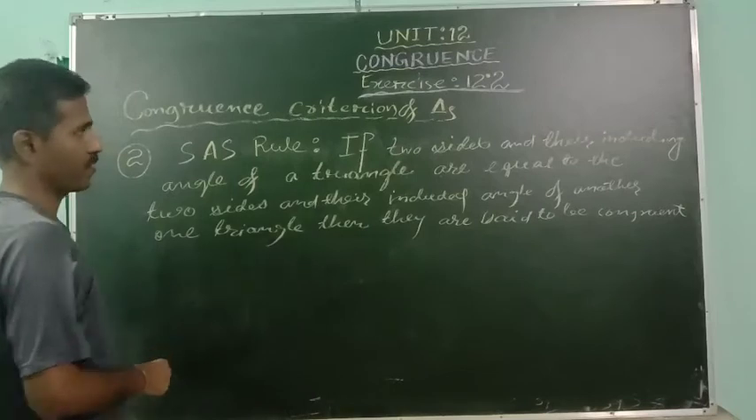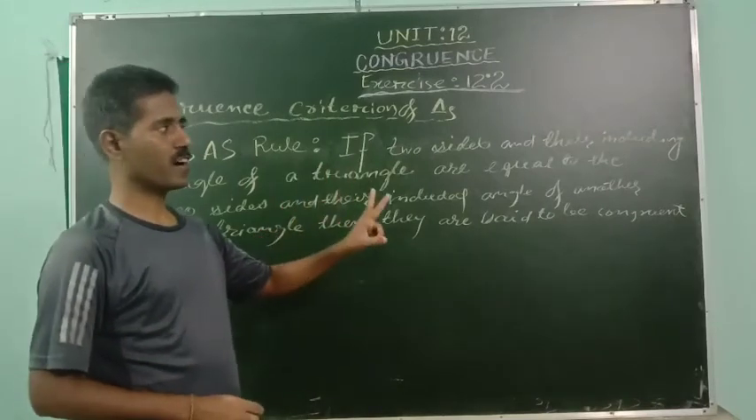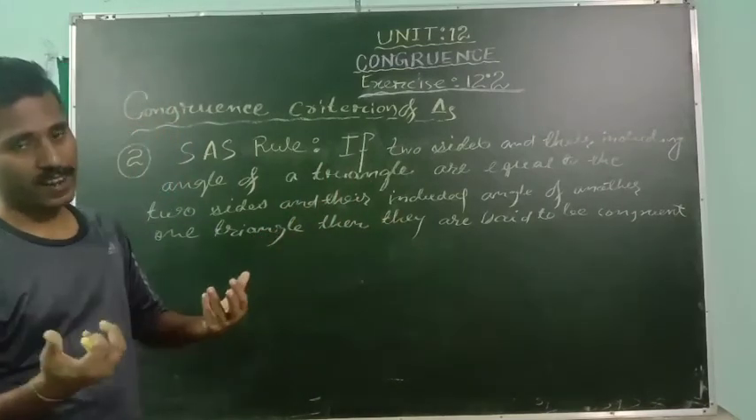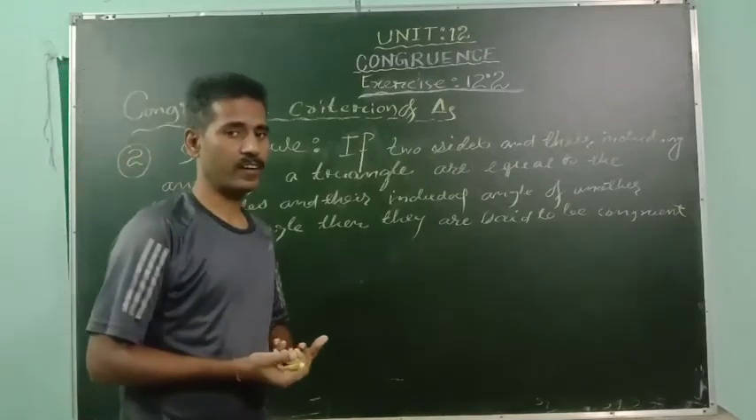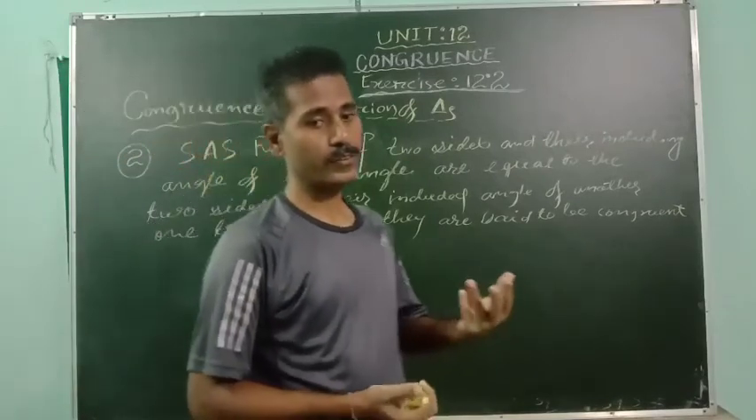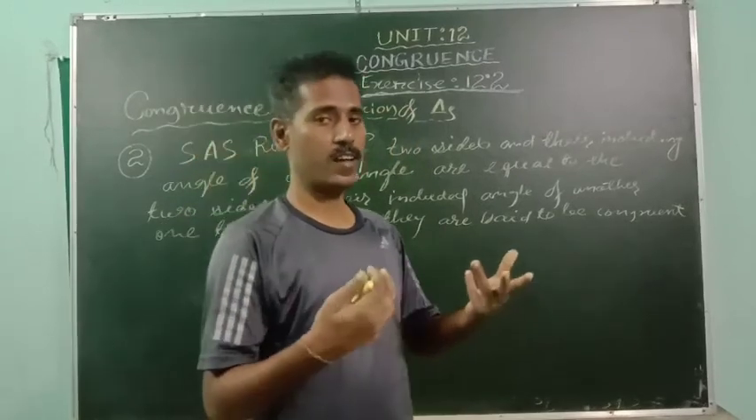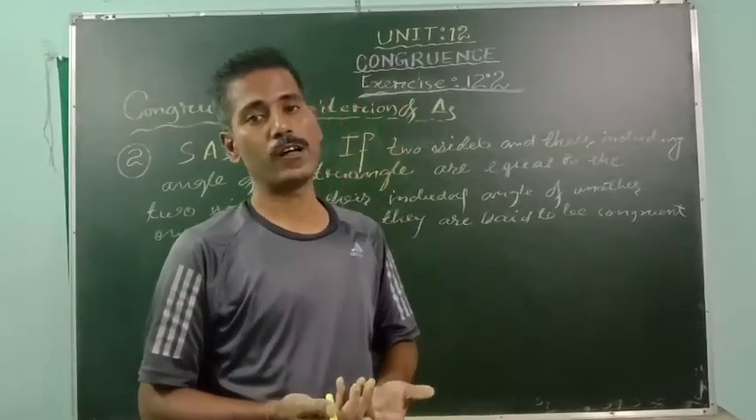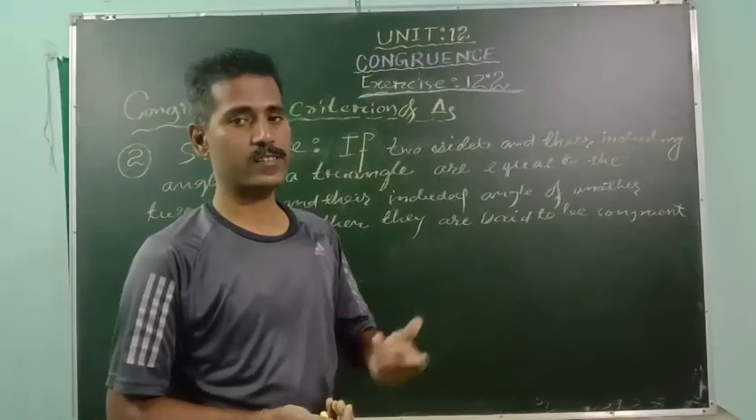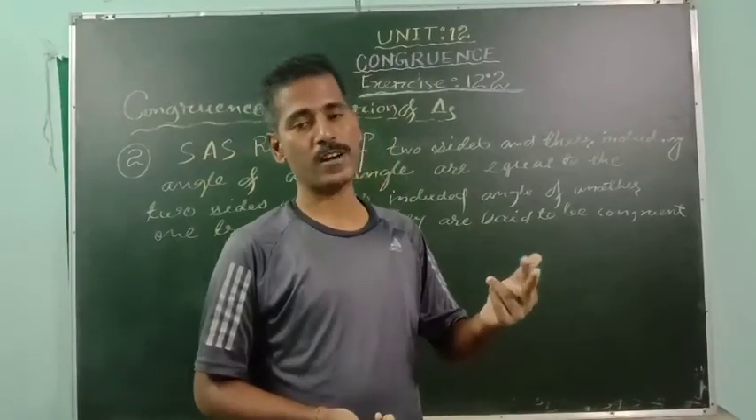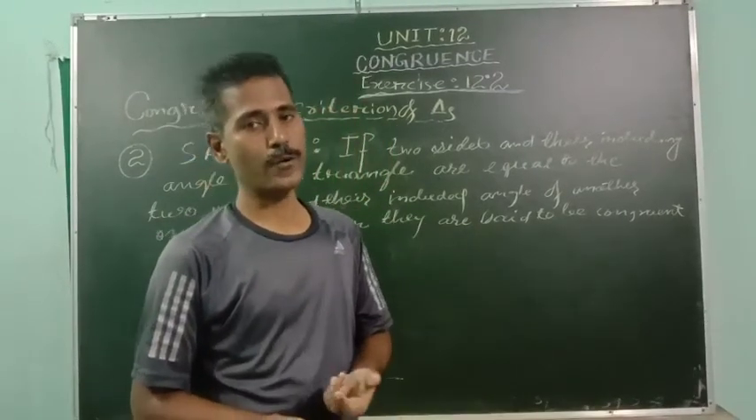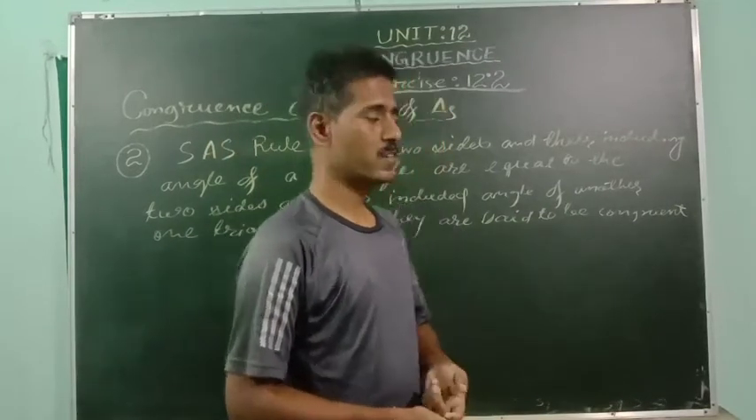That is what is called the SAS criteria. What is the criteria? If two sides and their included angle of a triangle are equal to the two sides and their included angle of another triangle, then in that case both the triangles are said to be congruent to each other.